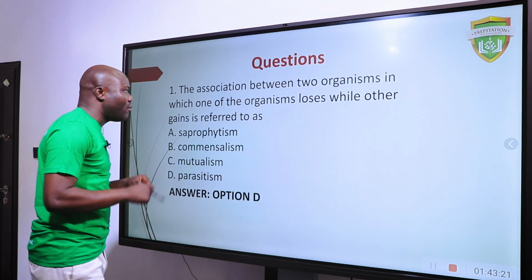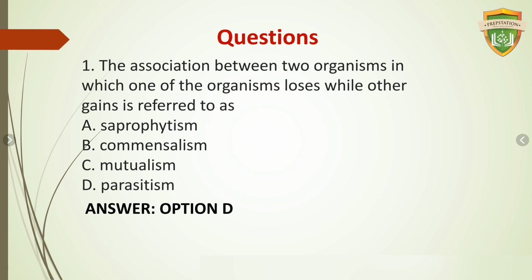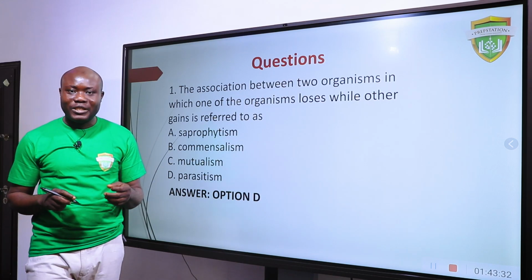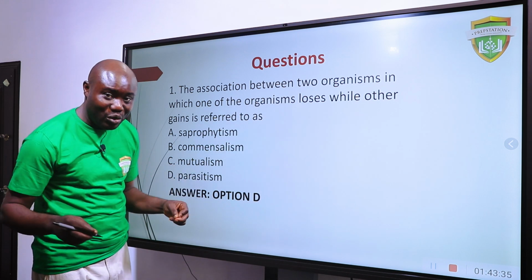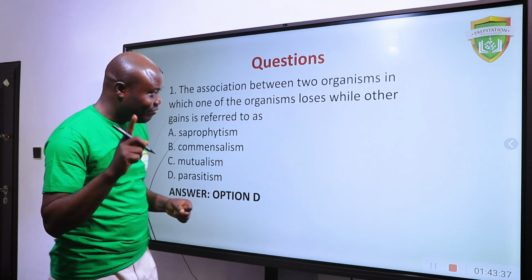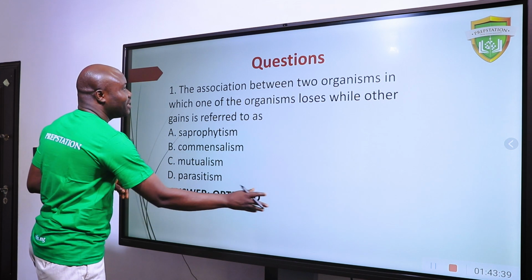Then look at the questions that we have. Association between two organisms in which one of the organisms loses while the other gains. We know that one. That's a parasite. It's a parasitic relationship. Let's look at it. This is it here. Parasitism. When somebody is always gaining from you, but you are losing, this is an example of a parasitic relationship.